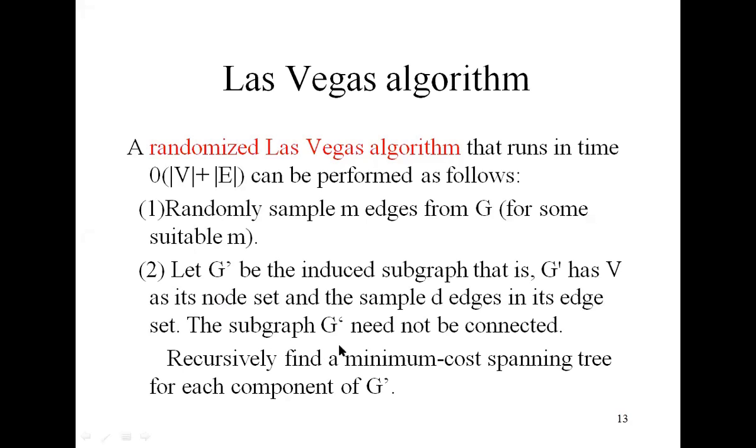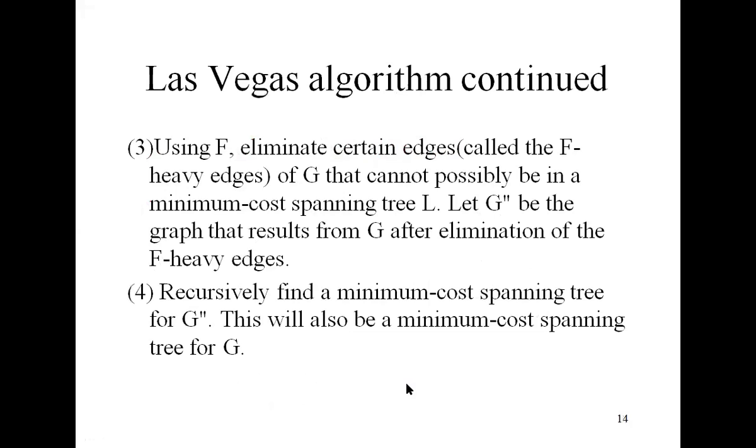The subgraph G dash need not be connected. It may be connected or not connected. That is a secondary case. But we are taking some number of edges in the subgraph. So recursively find a minimum cost spanning tree for each component of G dash. For each one, we can continue to find the minimum cost spanning tree.